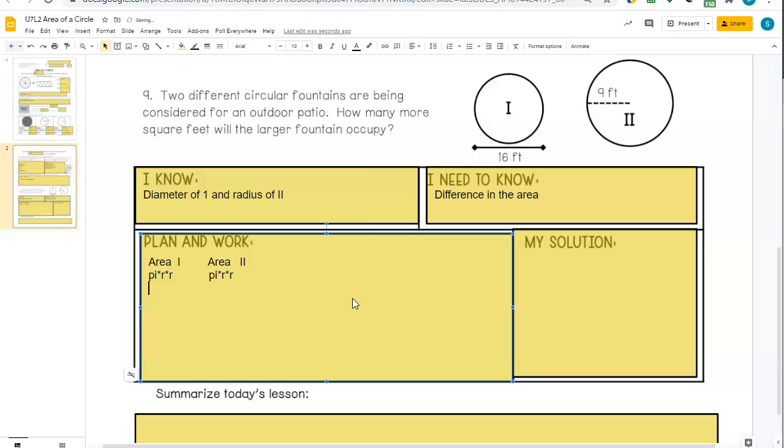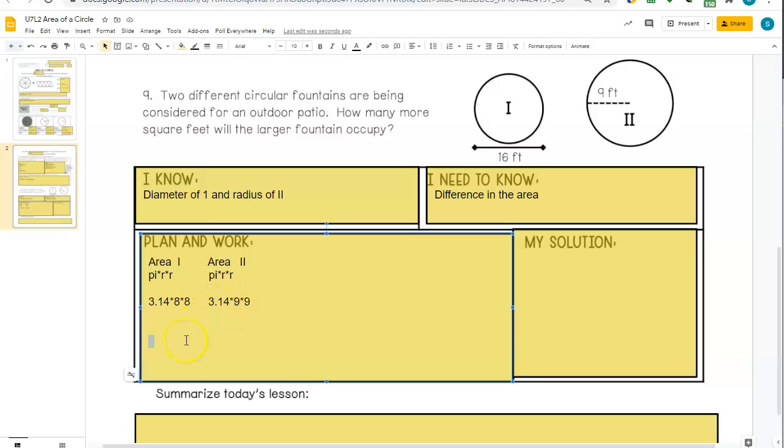But we only were given the diameter of one. The diameter of one is 16. So the radius is half the diameter. So the radius is 8. So we got 3.14 times 8 times 8. And this one is 3.14 times 9 times 9. Now let's go ahead and do those calculations, then we'll subtract to find the difference. This is the smaller one, so I'm actually going to put it second.